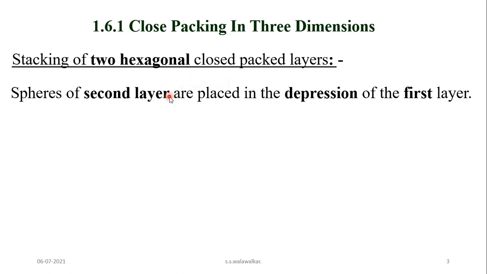When 2 such hexagonal close packed layers are placed over one another or stacked, 2 different types of empty spaces are developed due to the arrangement. These empty spaces are called the tetrahedral void and the octahedral void. How these tetrahedral and octahedral voids are produced, that also we will study in this lecture.